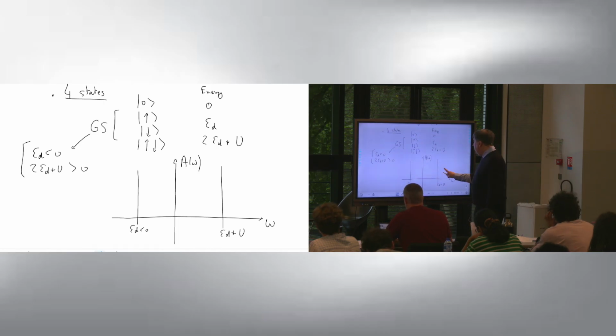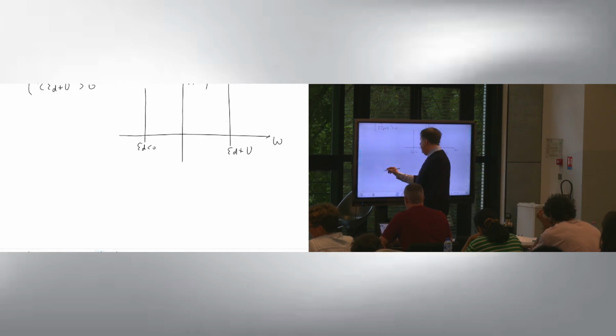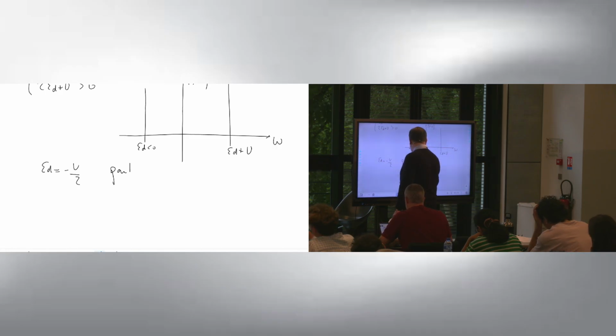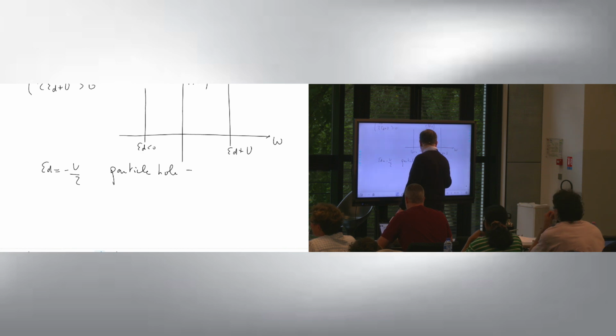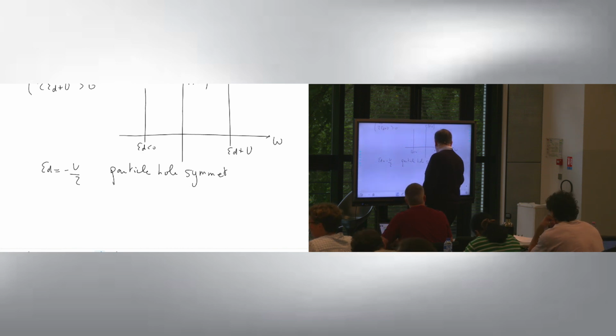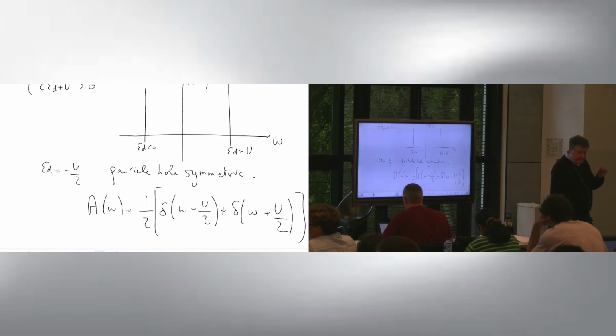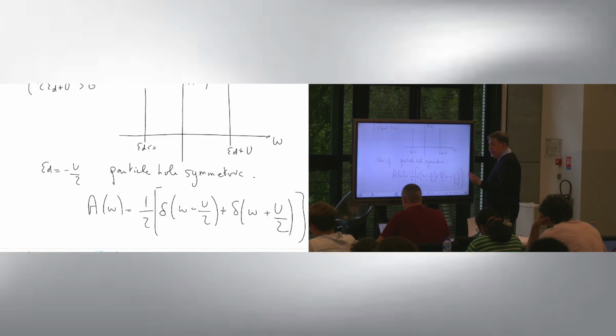Okay? In the special case where epsilon d equals minus u over 2, which is the particle-hole symmetric case, then the function is symmetric, like this. So in that case, your spectral function is just a sum of two delta peaks. We will see that coming later.